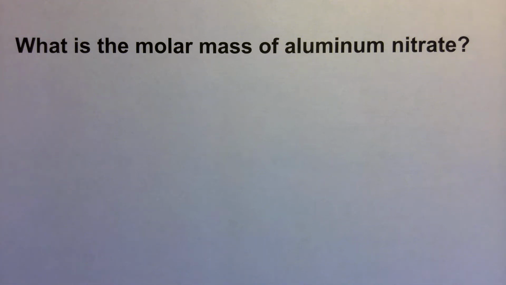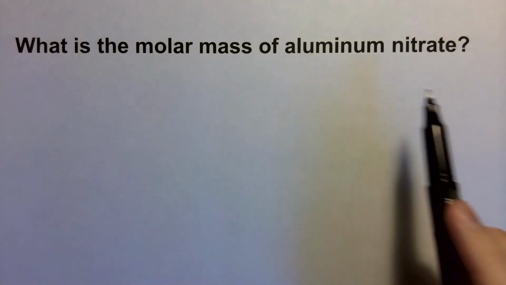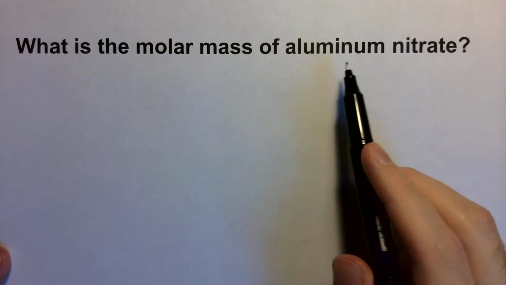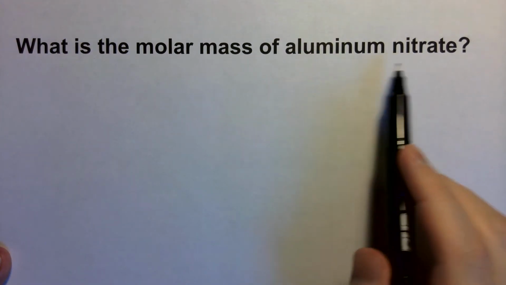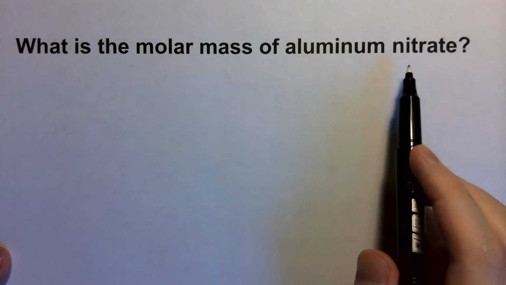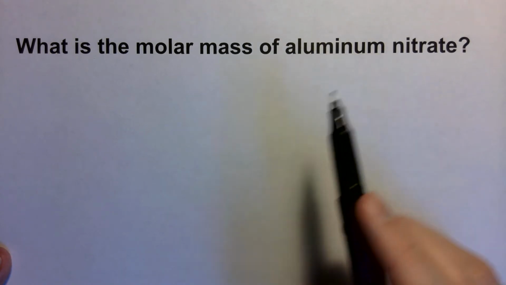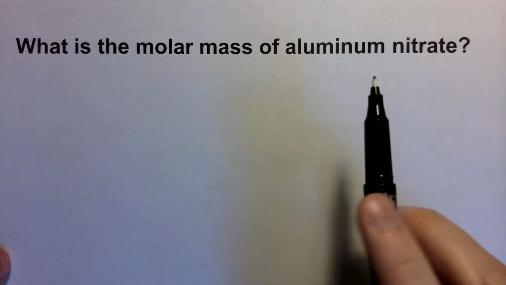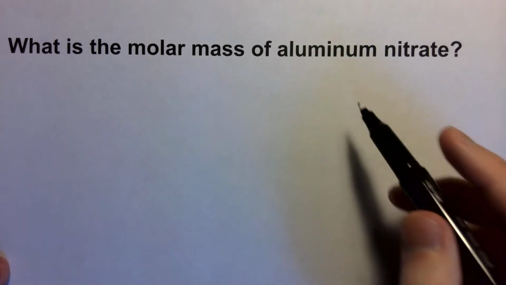In this example, we are going to be looking at how to calculate the molar mass of aluminum nitrate. So this is a question that you might be asked where you're first given the name of a compound, and then you first need to figure out the formula before calculating the molar mass. So a good review from our first unit.